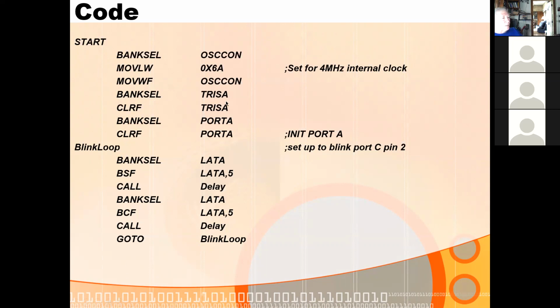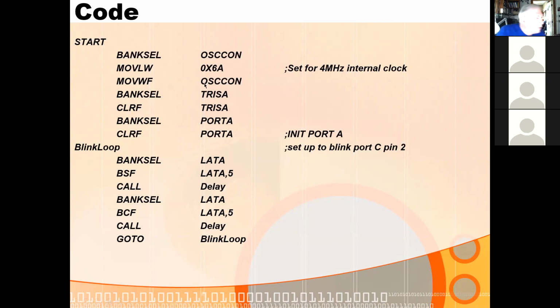Now we're going to bank select TRIS A and clear it to make all TRIS an output. Then we're going to bank select PORT A, and we're going to clear that. And that's going to set up our PORT A.